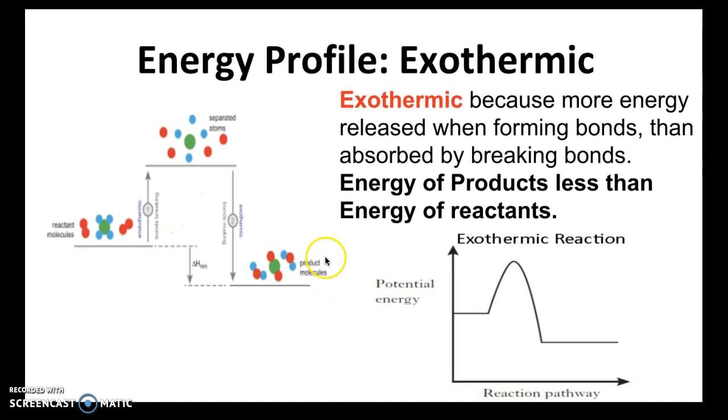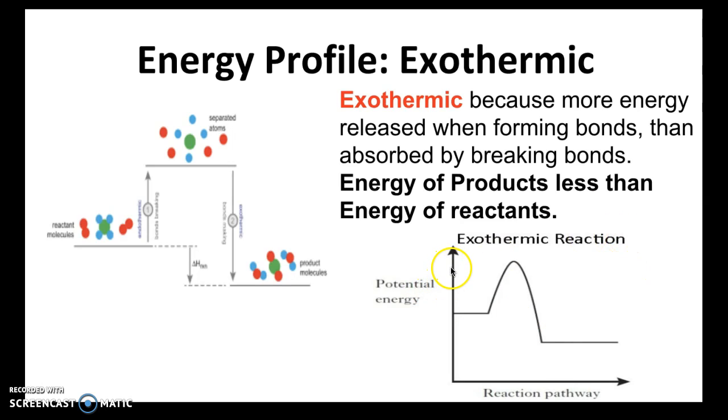So instead of drawing it this way, we can draw it with sort of a curved hump. And this is called a reaction profile, and you're going to see this a lot. This is an exothermic reaction profile. And we know that it's exothermic again because where we're starting is higher energy than where we're ending. So overall the process is losing energy.